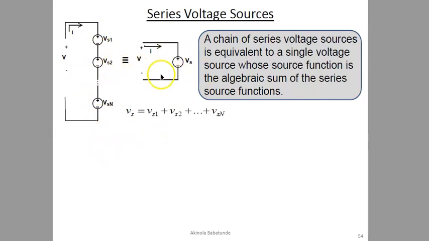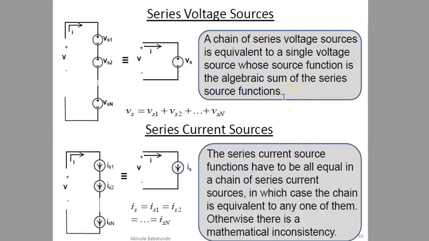So this is the equivalent circuit here. You can see instead of writing Vs1, Vs2, we now have the equivalent Vs here because we've added all the voltage sources together. So a chain of series voltage sources is equivalent to a single voltage source whose source function is the algebraic sum of the series source functions.